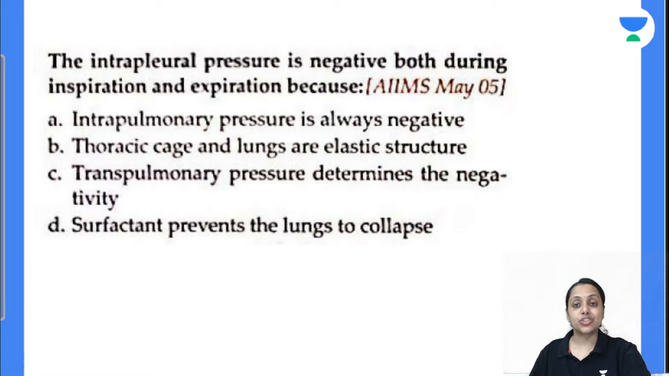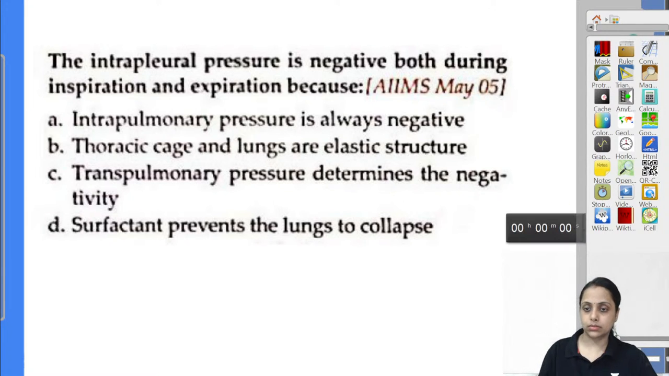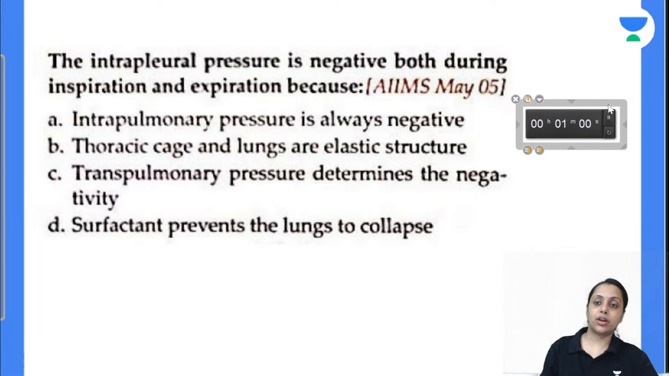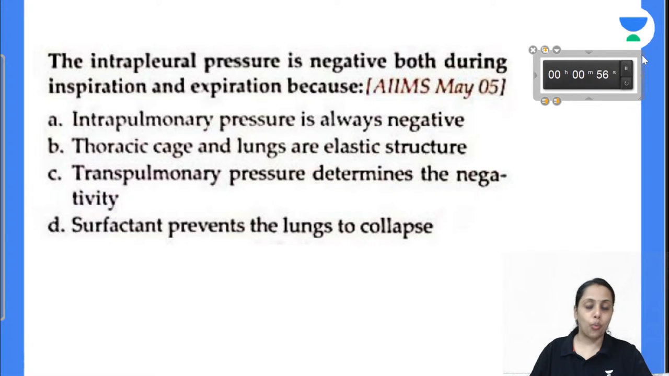Coming to the next one: the intrapleural pressure is negative both during inspiration and expiration because option A, pulmonary pressure is always negative; B, thoracic cage and lung are elastic in nature; C, transpulmonary pressure determines the negativity; D, surfactant prevents the collapse of lung. The intrapleural pressure is negative both during inspiration and expiration. Why is it so?